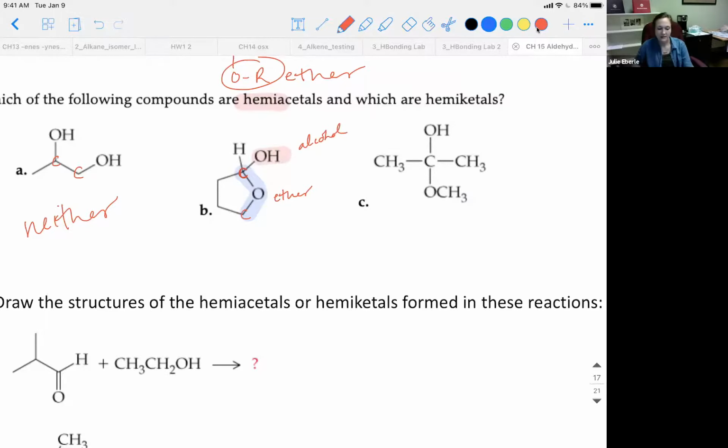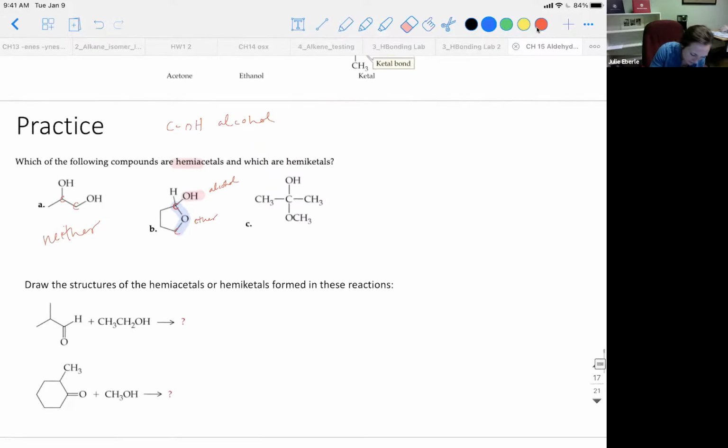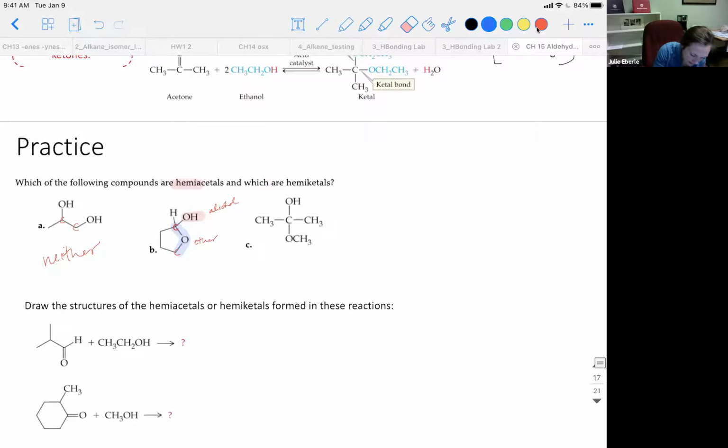Now we want to know, is this a hemiacetal or a hemiketal? And here's the difference. Hemiacetals will have the carbon that has the OH and the ether group also have a hydrogen bonded to it. That's how you know it's a hemiacetal.